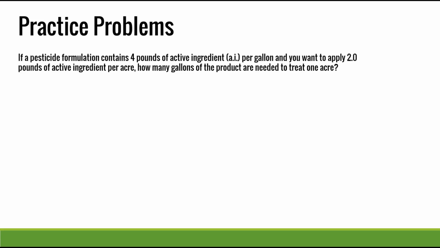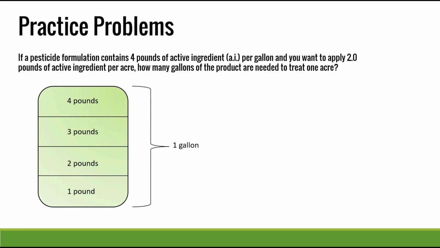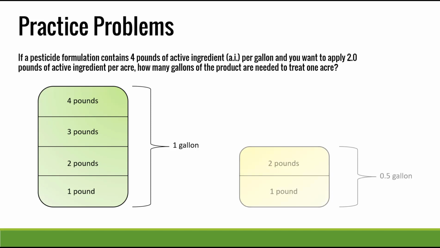So the first thing I'd like to do is to draw a 1 gallon container. Notice how this 1 gallon container contains 4 pounds of active ingredient, but the goal is to apply half the rate, or 2 pounds of active ingredient. So drawing it out, we can see that 2 pounds of active ingredient would only require half a gallon. So the answer to this question is 0.5 gallons are needed to treat 1 acre at a rate of 2 pounds of active ingredient.